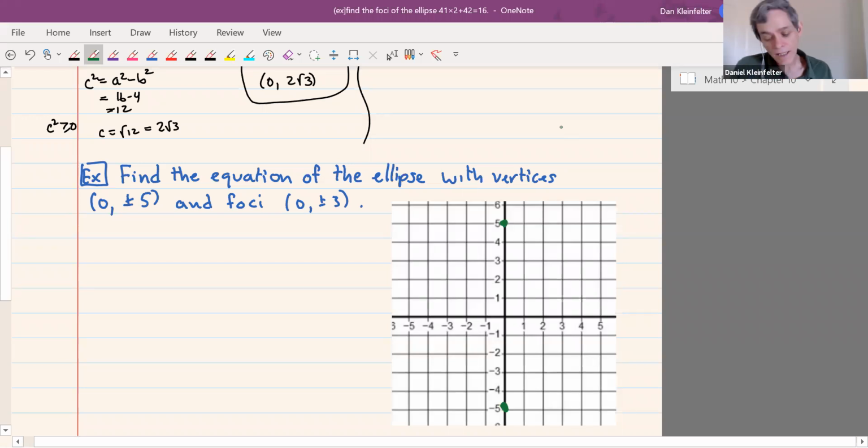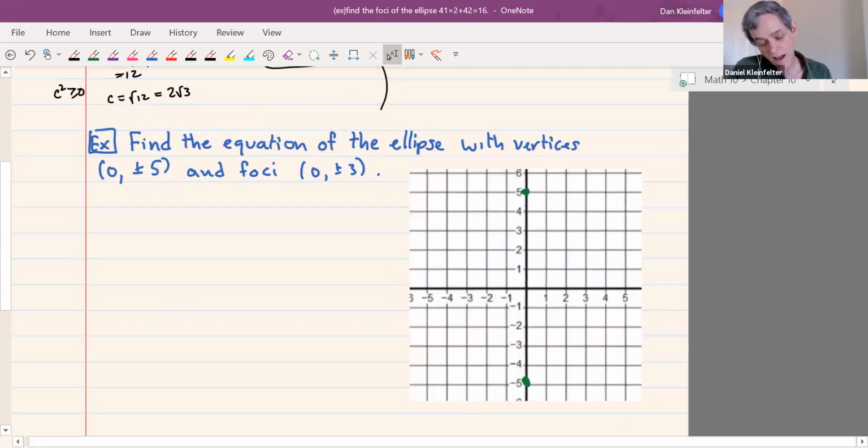All right, so then I've got a little grid here for us to start working with our picture. I went ahead and put the vertices on. Those are going to be at 0 plus or minus 5. And then I didn't put the foci on yet. We can go ahead and do that now. So those will be at 0 plus or minus 3.